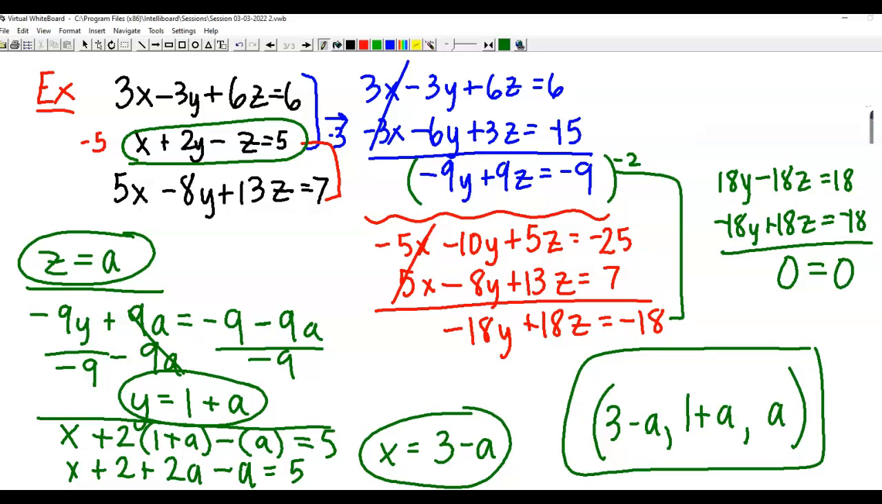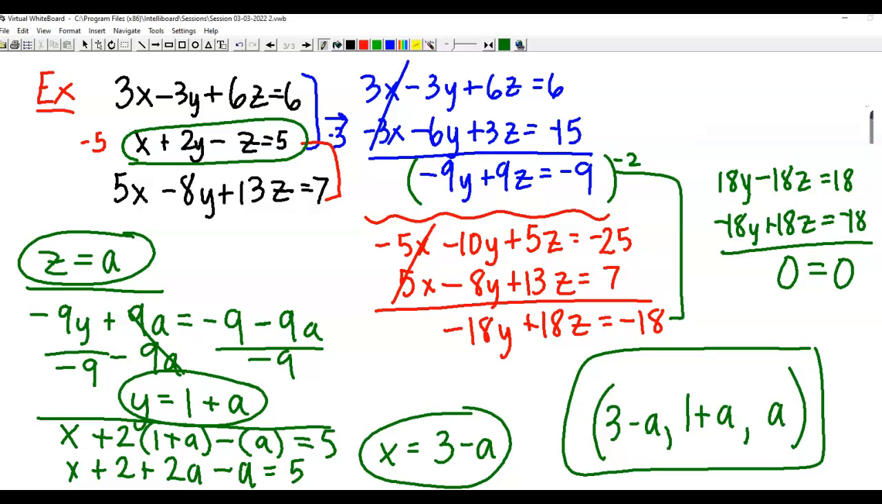So my answer can't be 1, 1, 1, but could I pick a to be 1? Yeah. And if a is 1, then what is y? 1 plus 1 would be 2. And what is 3 minus 1? 2. So 2, 2, 1 would work. You could try it. Would 2, 2, 1 work in any of these three equations? 2 plus 4 is 6 minus 1. Yep, it's 5. So if you pick any number you wanted for a, it will give you the other values that you could plug in.